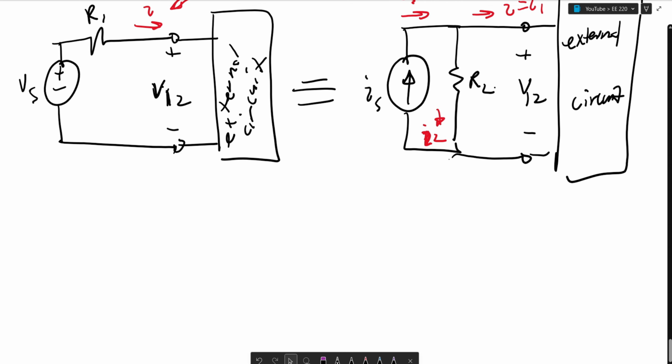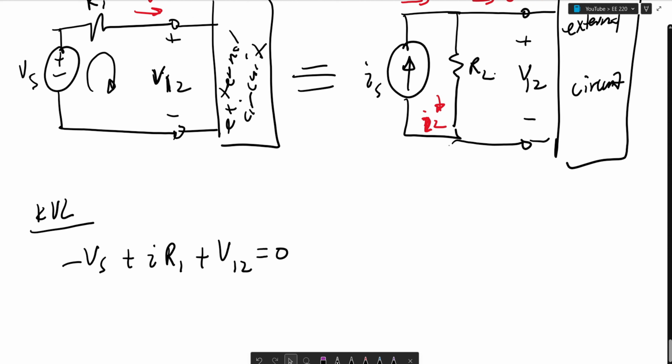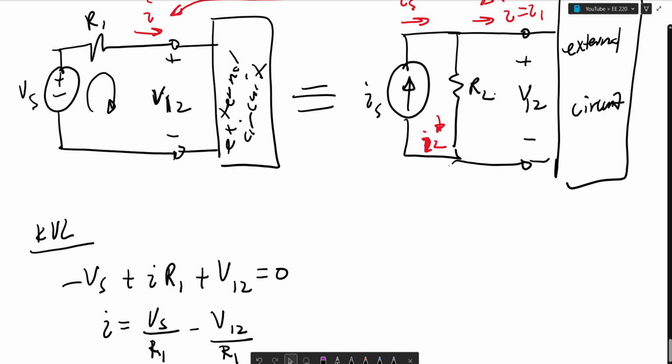And in order to satisfy this constraint, we can write a KVL of this loop here and say that minus Vs plus I R1 plus V12 is equal to 0, and I is equal to Vs over R1 minus V12 over R1. And we could write a KCL at this node right here.